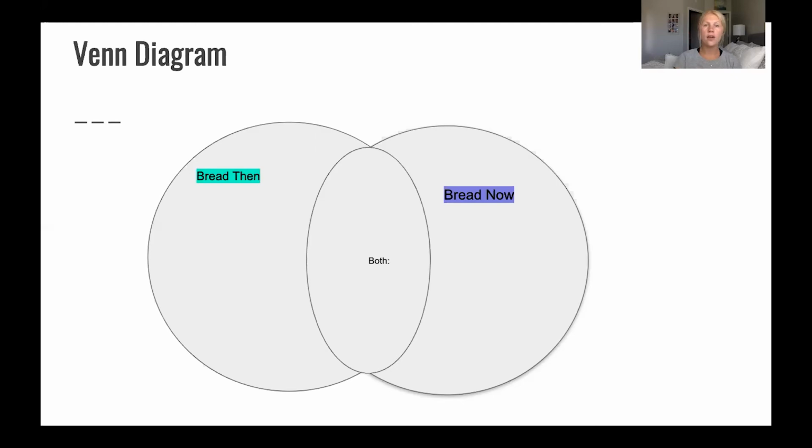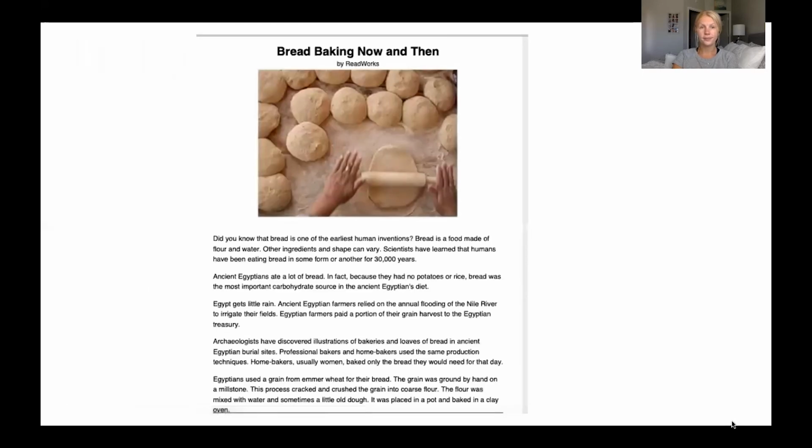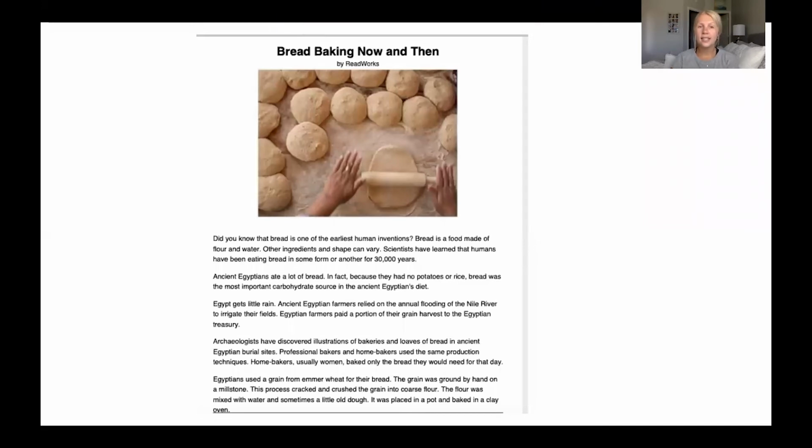So take a moment, if you haven't done so already, pause the screen and draw your Venn diagram exactly like the one I have here on our screen. You will be filling that in as I read our text. As always, be sure to pay close attention to what I'm saying. If I'm reading too fast, go ahead and pause the video and read it in your head or out loud. Look up any words you're unfamiliar with, and also be sure to be filling in your Venn diagram as I read.